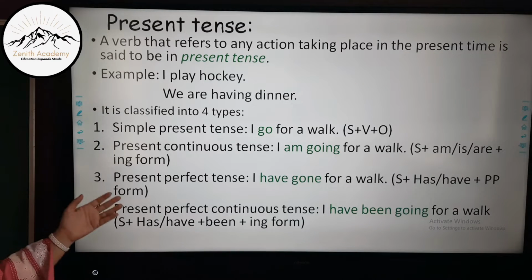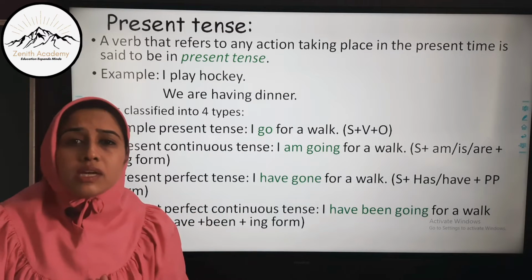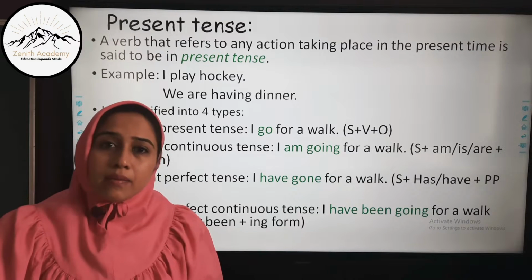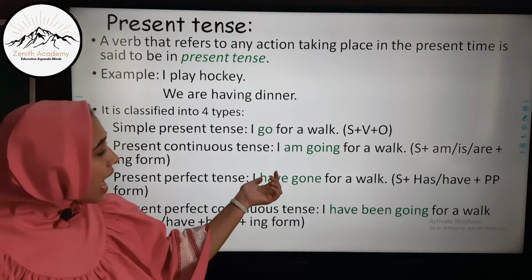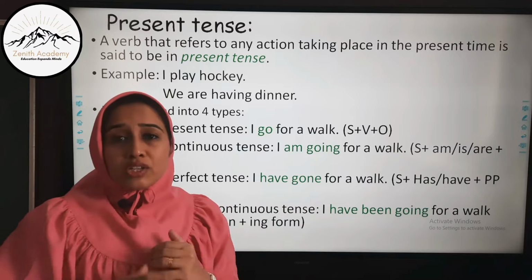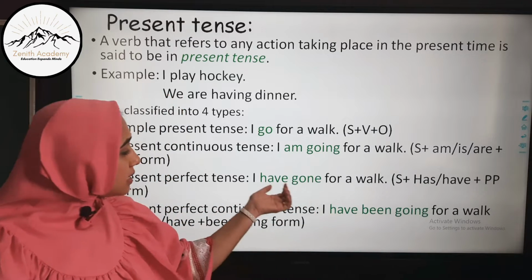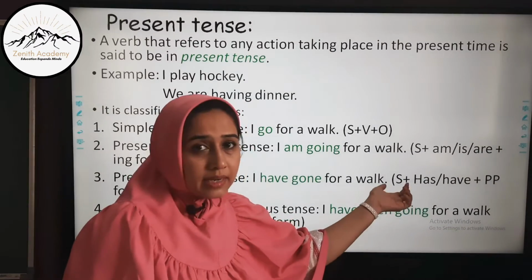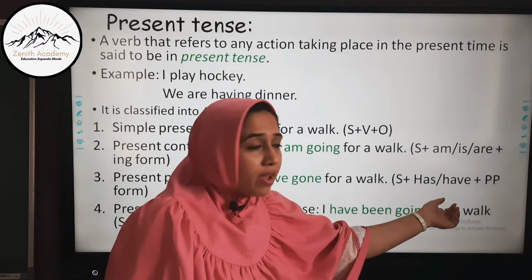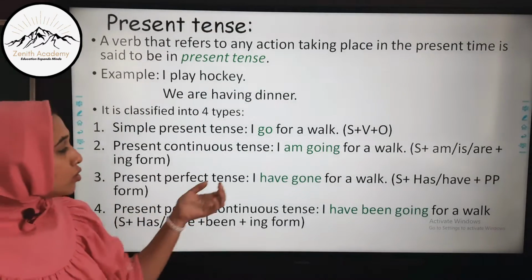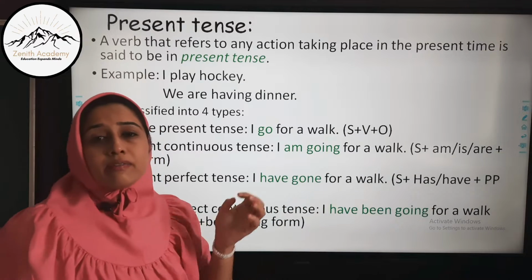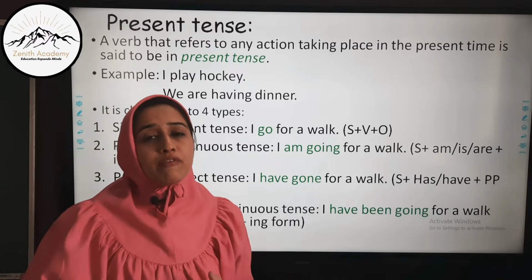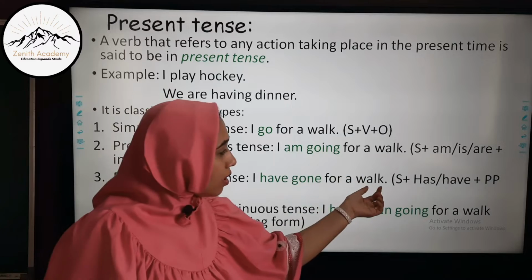The third one is present perfect tense. Now what does it mean? The action is in the present tense but the work is completed in the present tense. I have gone for a walk means the action of me going for the walk is completed but it is in the present tense, have. So the format of this kind of sentence will be S, that is subject, plus has or have and past participle form of the verb. So go becomes gone. For example, write will become written. So these are the participle forms of the verb. So I have gone for a walk.